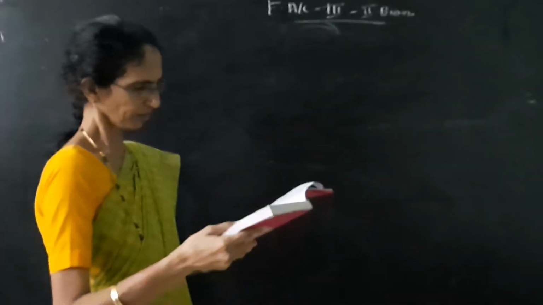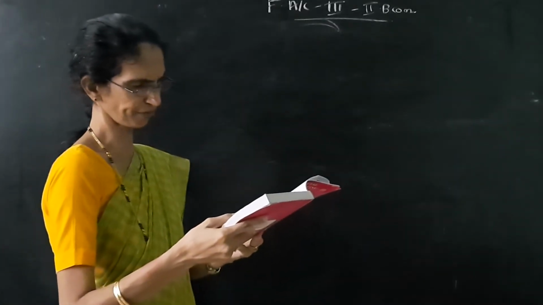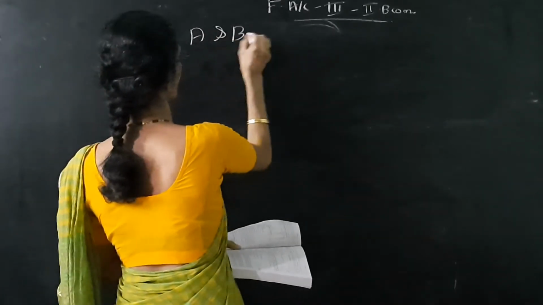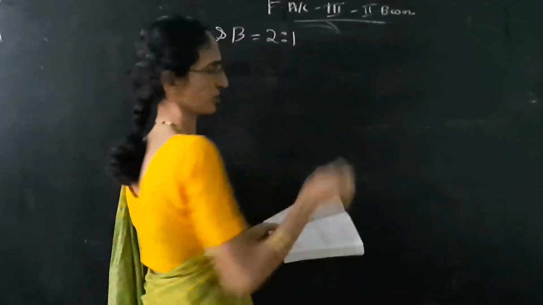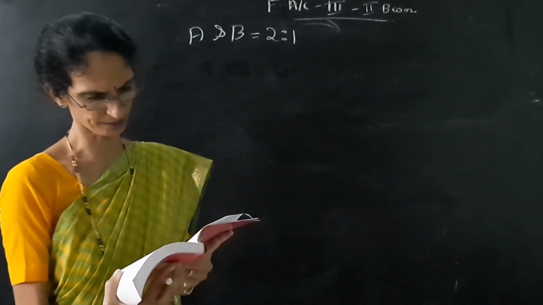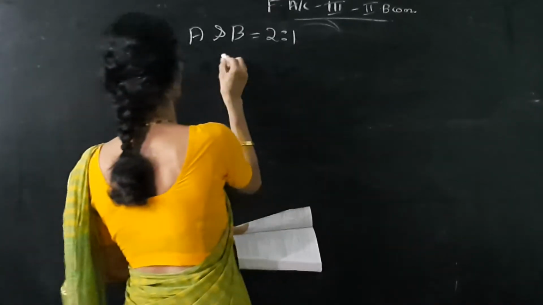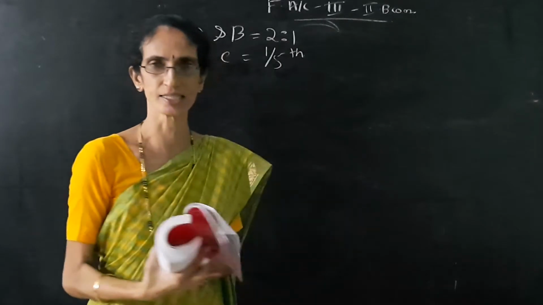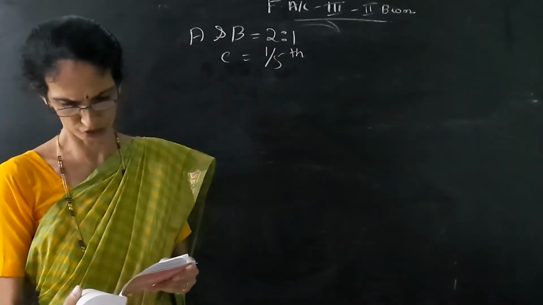It is given Mr. A and B are partners sharing profit and losses in the ratio of 2:1. So A and B are the old partners. They admitted C into partnership and gave him 1/5 share. So new partner C enters into business for 1/5 share.